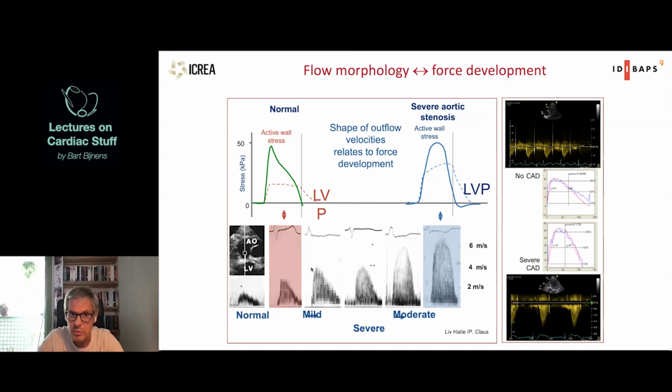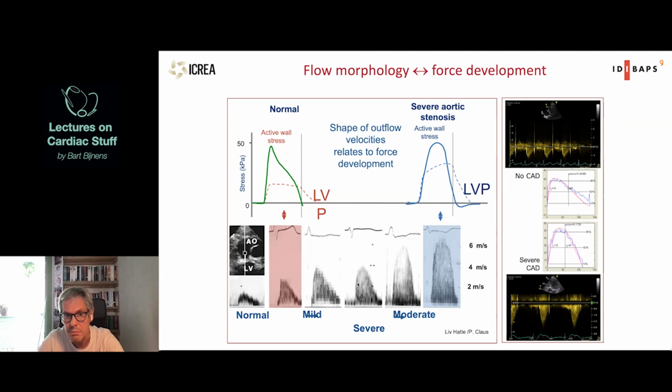But what you also see is that even though in these two patients you have the same maximal velocity, the time course is starting to change. So here this is again a normal time course: acceleration, and then by one third of the ejection or even earlier, you start to see deceleration.